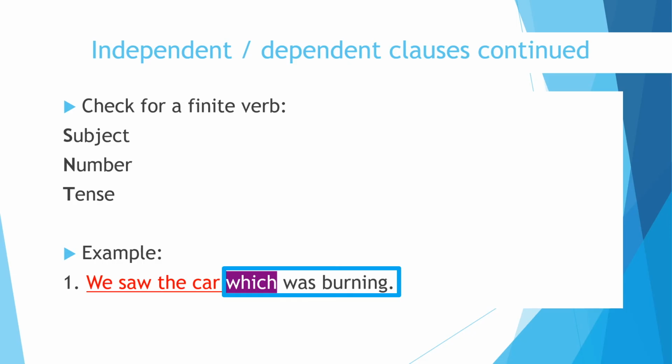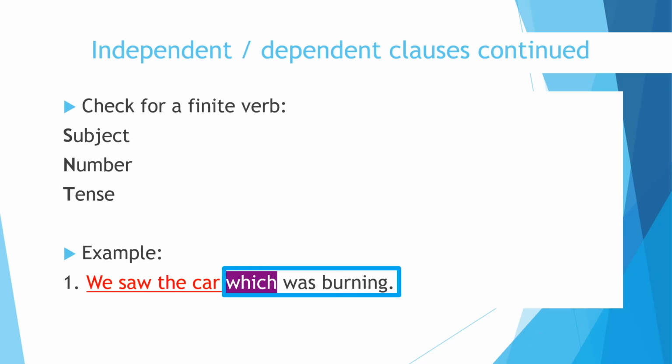Remember, we are going to use the checklist SNT, subject, number, tense, to see which parts of the sentence the finite verb will fall into. Number 1, we saw the car which was burning. Which is a relative pronoun. So, which was burning might be our dependent or subordinate clause.